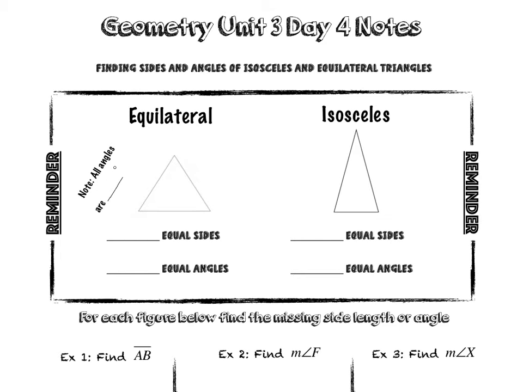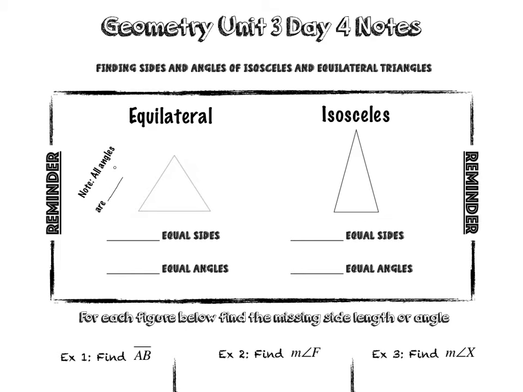Hey guys, so we are going to jump to Unit 3, Day 4 notes. I'm going to skip the proofs, which is the hard stuff for you guys, and move on to stuff that hopefully you'll be able to easily understand. So I have the notes right in front of me. We're going to talk about finding sides and angles of isosceles and equilateral triangles.